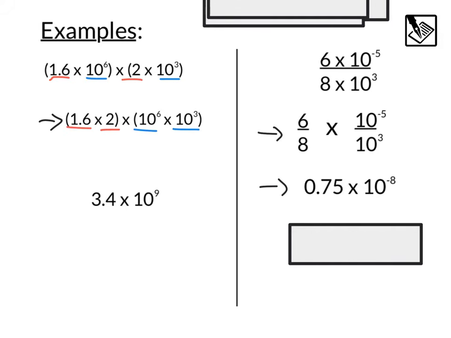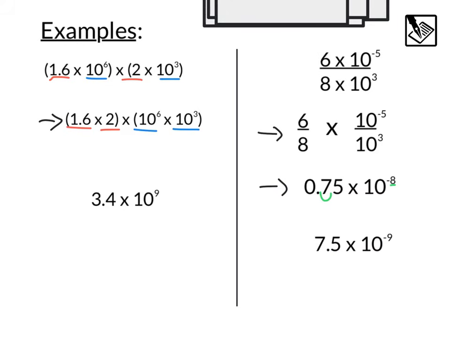And when we're dividing with the same base, we have negative 5 minus 3 to give us that negative 8. Lastly, we want to make sure that digit has one number in front of the decimal place, so we can move that decimal over one spot. And since we're making the number bigger, we need to make this number smaller by subtracting 1. That gives us an answer of 7.5 times 10 to the negative 9.